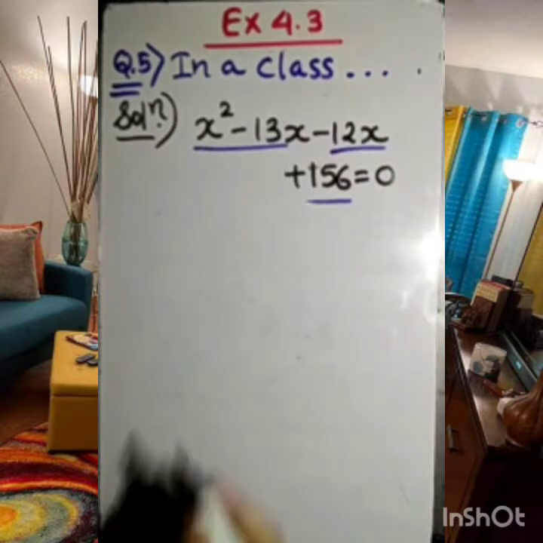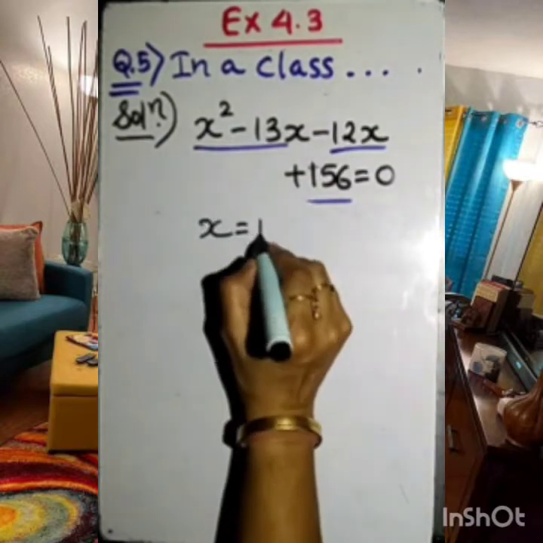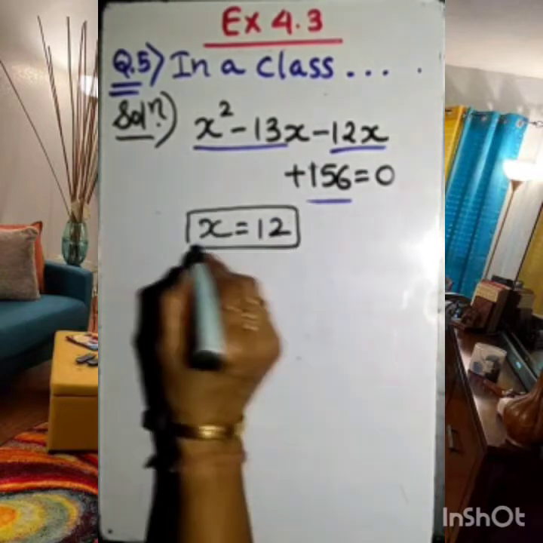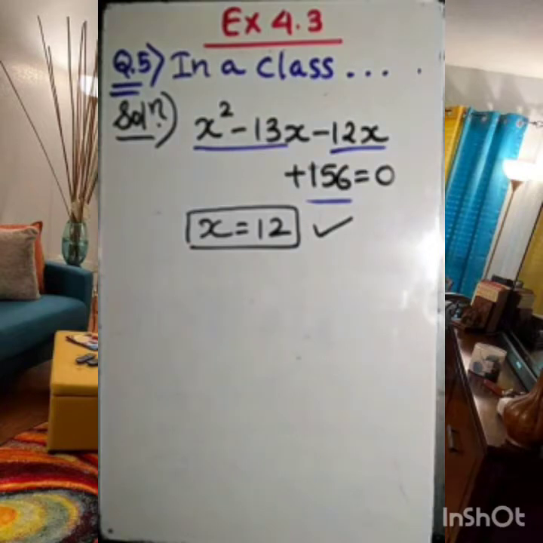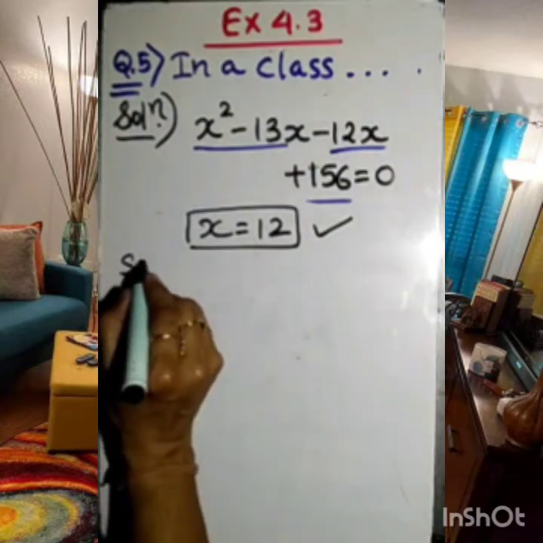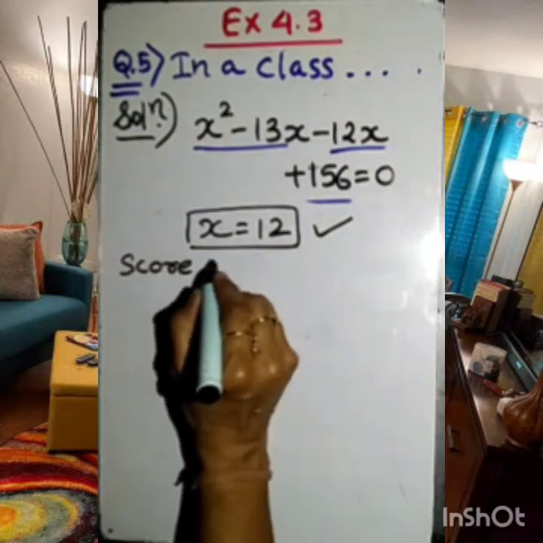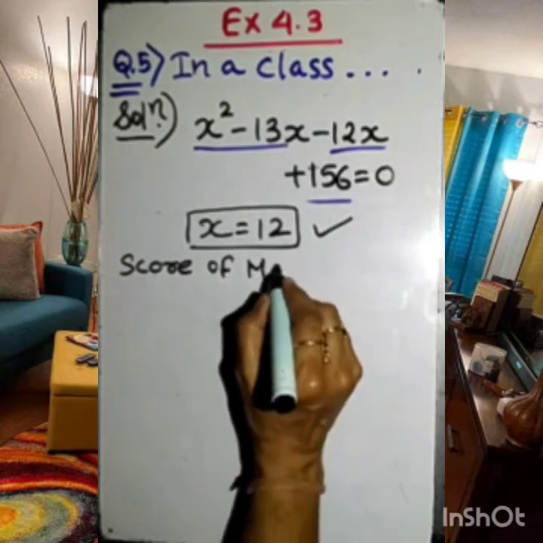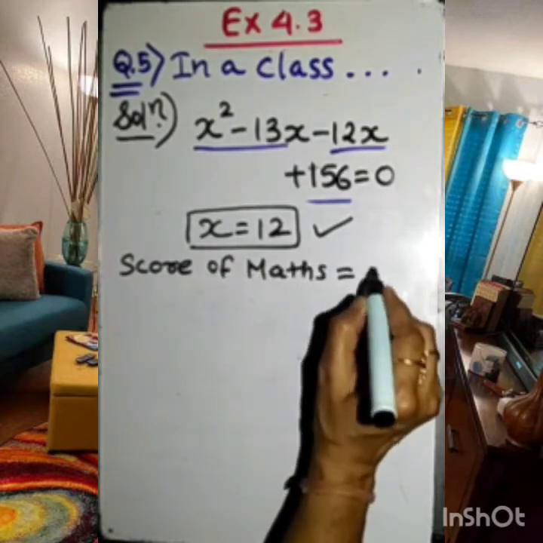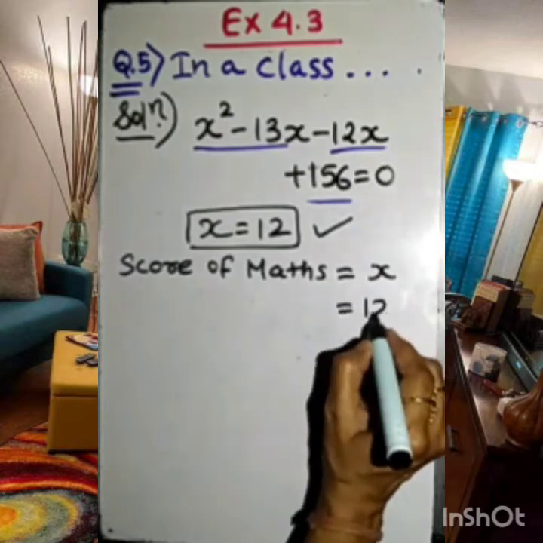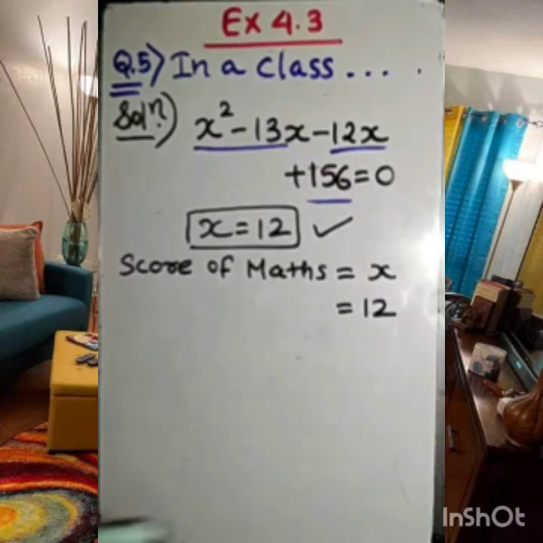Let's work out the second option, that is x equal to 12. If x equal to 12, then the score of math, as we have assumed x, will be 12 marks. Got it? This will be 12 marks.